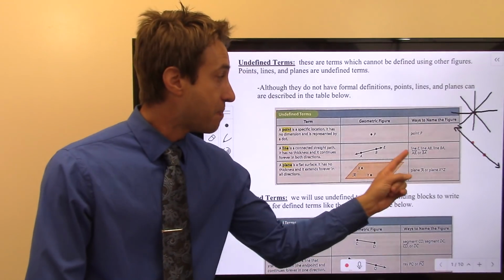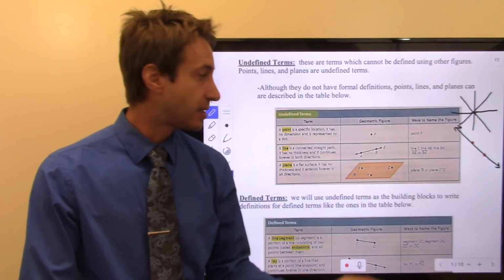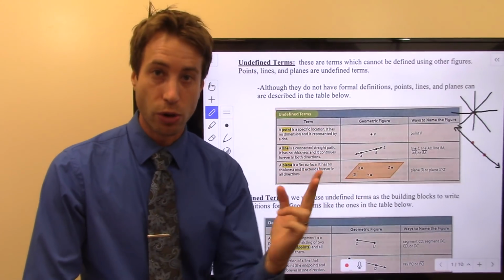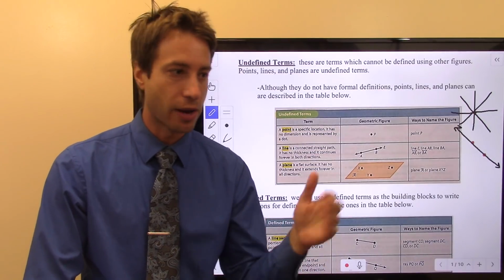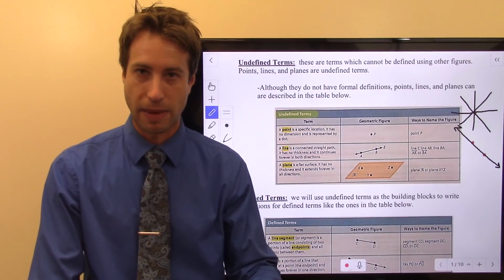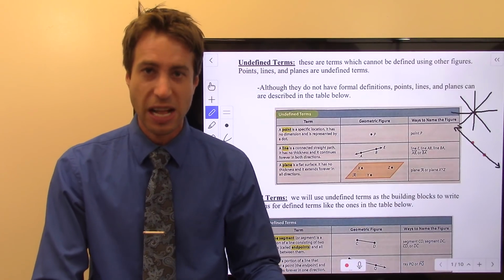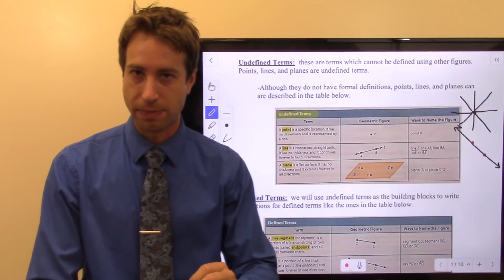Again, line AB is exactly the same as line BA. The order that the letters fall in doesn't matter. You don't have to do the left first and then the right, or the right first and then the left. It doesn't matter. Put the points in whatever order you want to. Again, though, if it's already named, please keep that name.